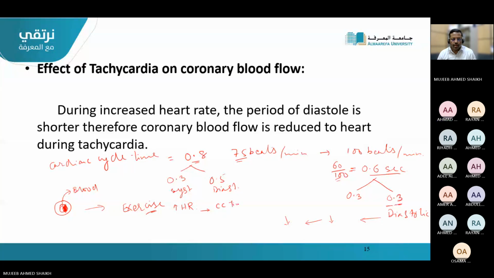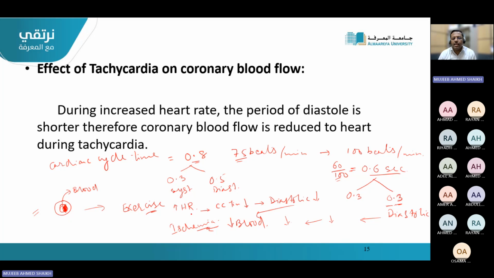Decrease. It will decrease 0.6 or less, maybe some. What will happen to the diastolic time? Decrease. And we know that the blood flow is occurring during diastole. So the blood flow is already partially blocked and he will have reduced blood flow, which will lead to ischemia or chest pain. Normally he is having normal routine activity, he is facing no problem.